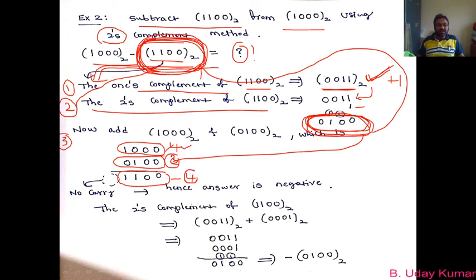Since the answer is having 4 digits, if it had 5 digits, the answer would be positive. Since the answer has 4 digits only, there is no carry now. There is no carry, and hence since there is no carry, the answer must be negative. Here the answer must be negative. So that means you are subtracting a bigger number from a smaller number. So that you have to understand.